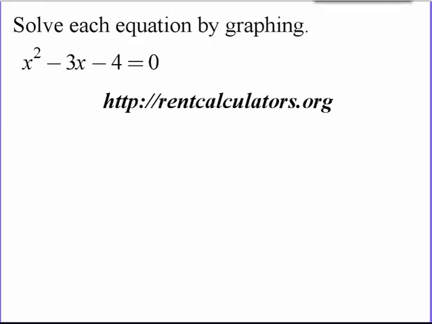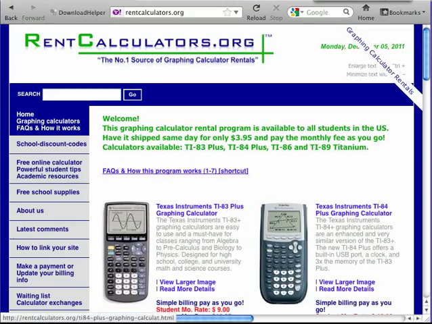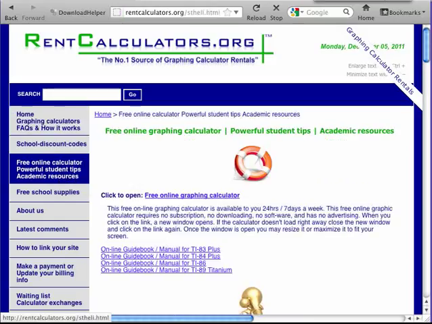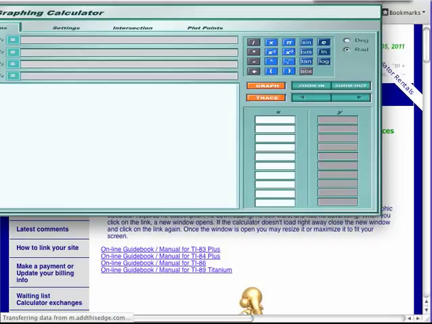Now when you do that, it's going to take you to this site right here. Where you need to go is over here to free online calculator, and go ahead and click. Now it's going to bring you to this screen right here. You need to go to this one, free online graphing calculator. This is going to open in a separate window.